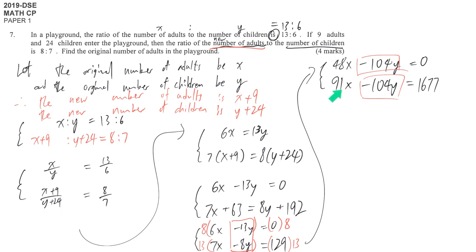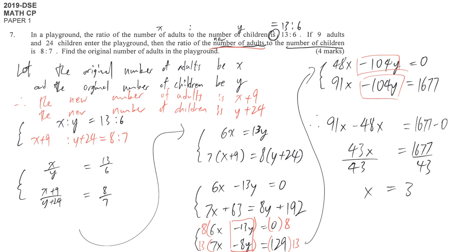I will consider 91x minus 48x. So I write down 91x minus 48x. And this item minus this item will disappear because they are exactly the same. It's equal to right-hand side minus right-hand side. After this operation called elimination, you will find that there is only an x term in the equation, so that you can solve it like what you learned in Form 1. Both sides divided by 43. We get x equal to 39.